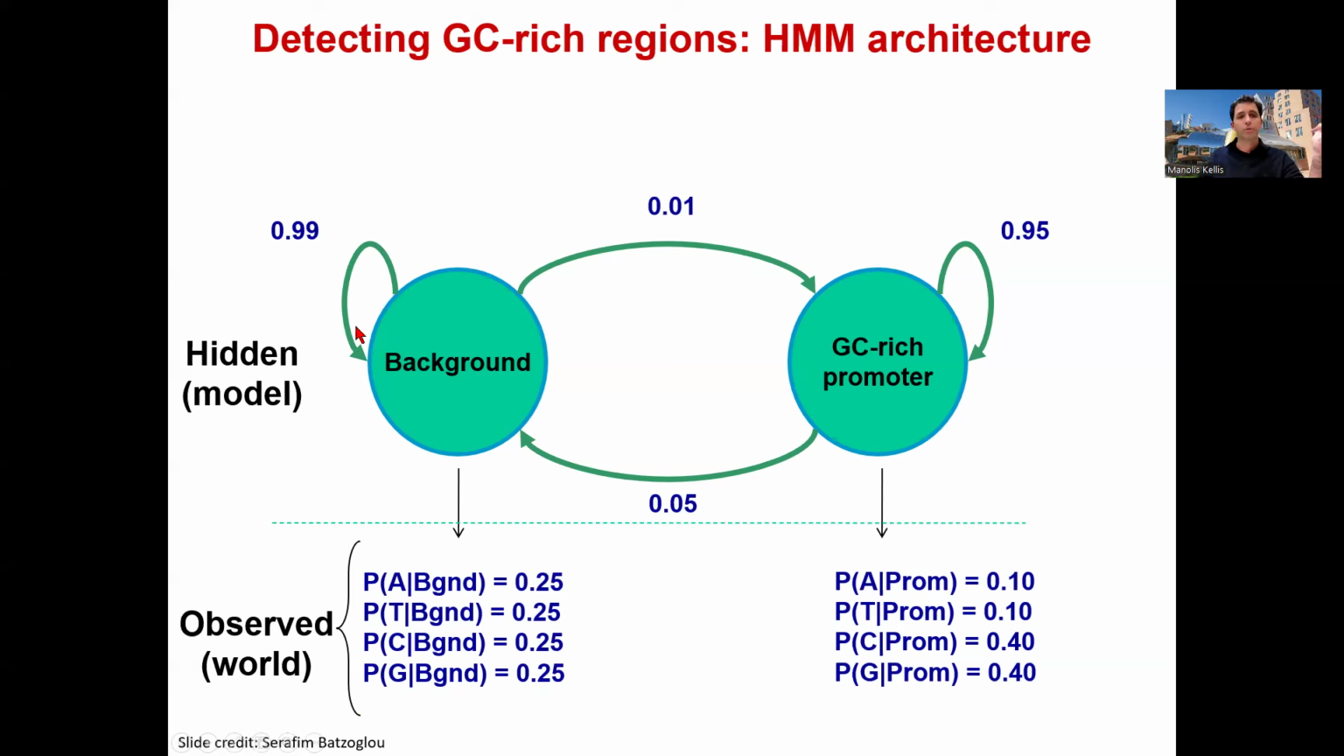99 times out of 100, I'm going to stay where I am. And then here, 95 times out of 100, I'm going to stay where I am. So 19 times out of 20. But one time over 100, I'm going to transition from background to promoter. And one time out of 20, I'm going to transition from promoter back to background. Which state do you think is going to be longer? This has a very high self-transition probability. Background is probably going to be longer. Everybody with me here? Awesome.